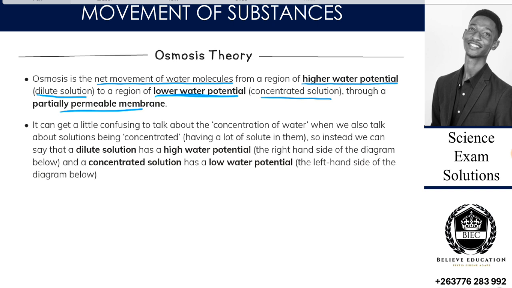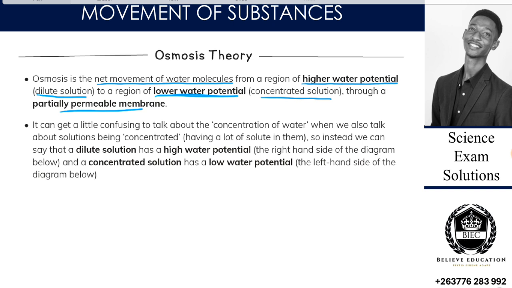So as you can see, by theory we are trying to make it easier, because we are going to talk about the concentration of water as well as solids and so on. The more we use the term concentration, sometimes a person gets confused about which concentration is meant. So rather we make use of the words higher water potential and lower water potential. Higher water potential is where a lot of water is. Higher water potential to a region of lower water potential, a region where water is short.